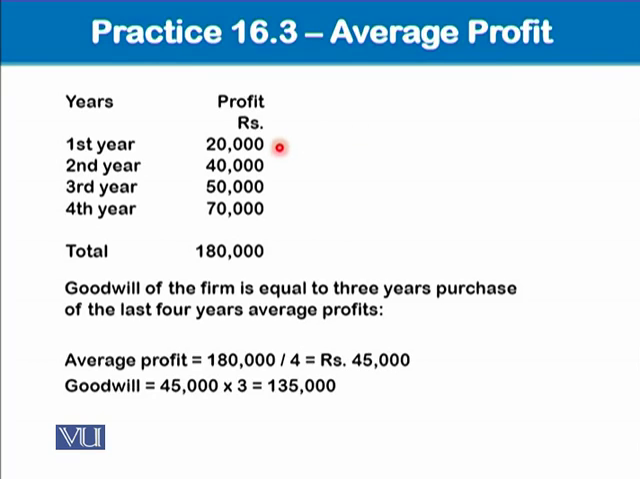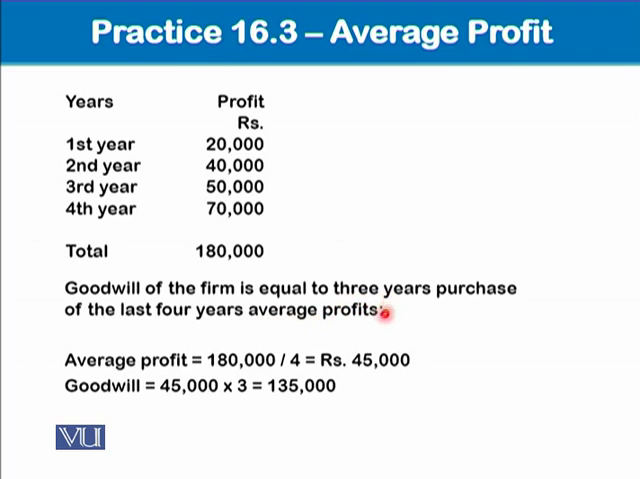And here is some information for this. There are past 4 years profits. The total of these profits is 180,000 rupees. It is agreed that goodwill of the firm will be equal to 3 years purchase of the last 4 years average profit. Remember, when we say 3 years purchase or 2 years purchase or 5 years purchase, it means that this average profit will be multiplied by this many times.